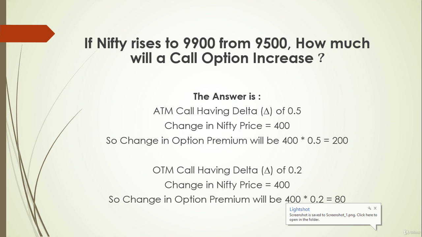If we buy an out of the money call option having delta of 0.2, the change in Nifty price is 400. So the change in option premium will be 400 multiplied by 0.2, which is equal to 80 points. It means the more the delta, the more the change in option price, because delta measures the speed of the option price movement. But why does speed matter? Why should we care about delta? Let's understand that in the next lecture.